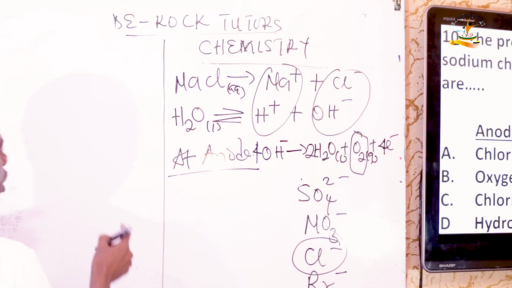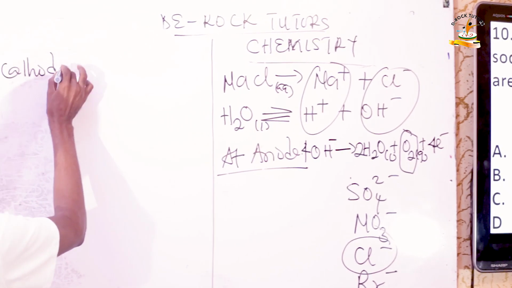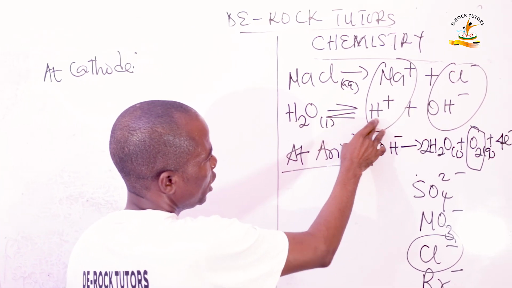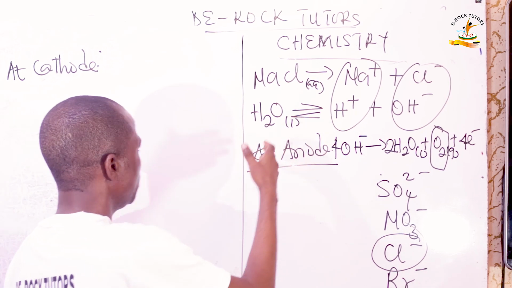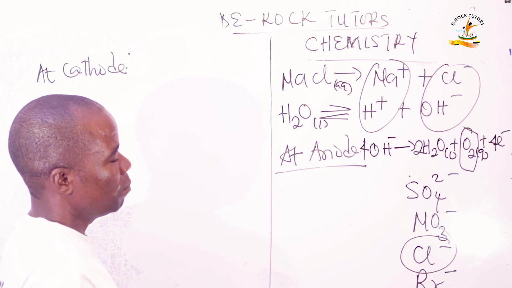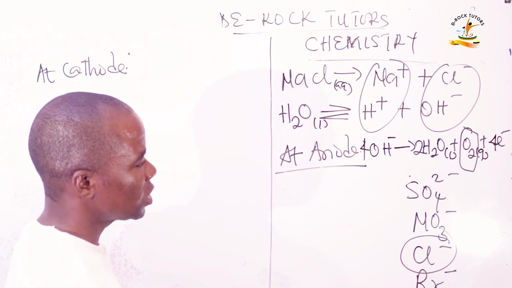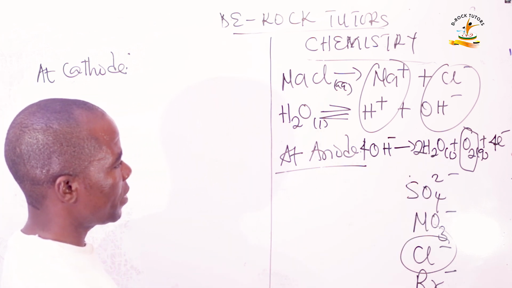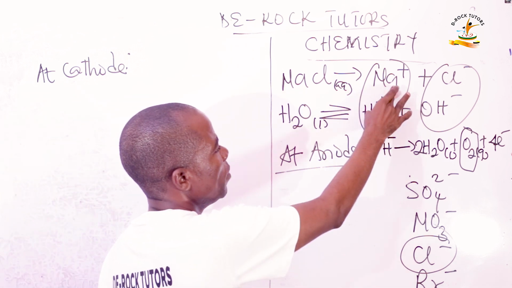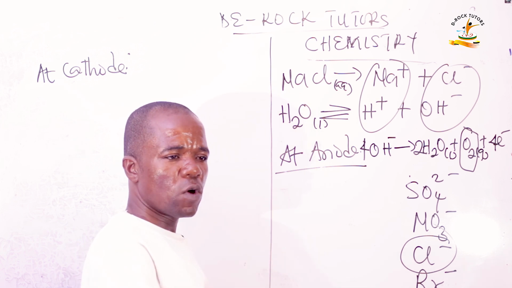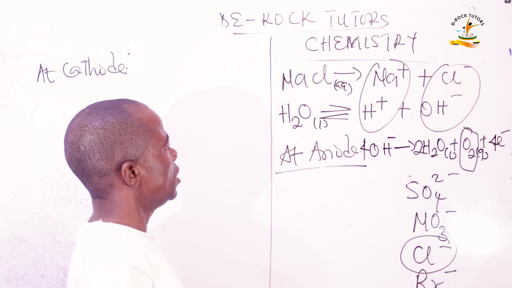The next thing is to find what will happen at the cathode. Let's take a look at what occurs at the cathode. At the cathode, both sodium ion and hydrogen ion will migrate to the cathode, but only one of them will end up being discharged. How do we know which one will be discharged? The same knowledge that we applied here. This time around, we have to know the relative position of sodium ion and hydrogen ion in the electrochemical series. We know that the ion that is lower will be discharged in preference to the ion that is higher.